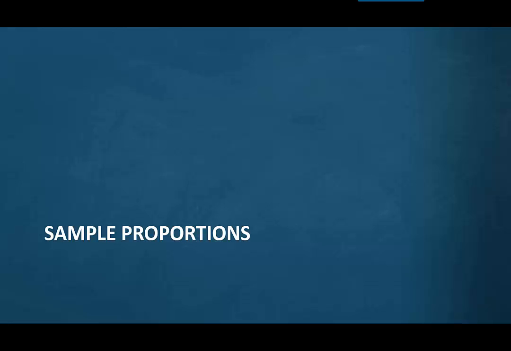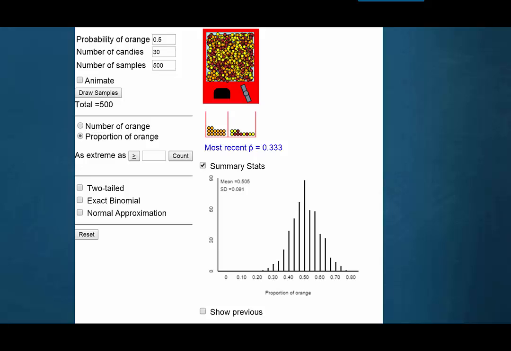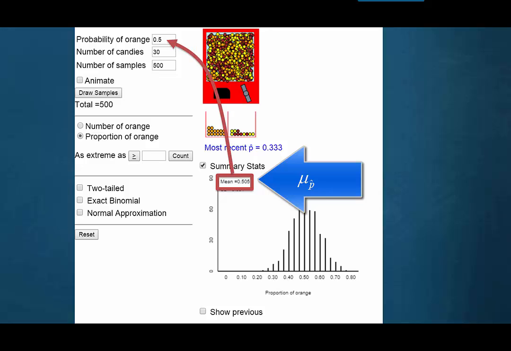In this lesson we're going to look at sample proportions in particular. Recall the Reese's Pieces activity in an earlier lesson, where we simulated the proportion of orange candies. We saw the effect on the center, shape, and spread of the distribution. What we saw was we could approximate the mean population proportion, p, with the sample proportion, mu sub p hat.